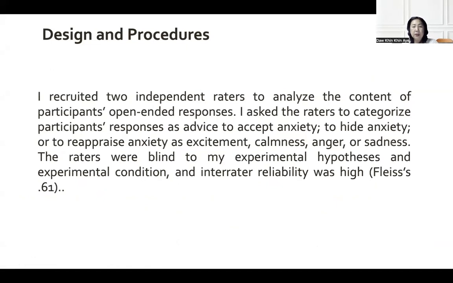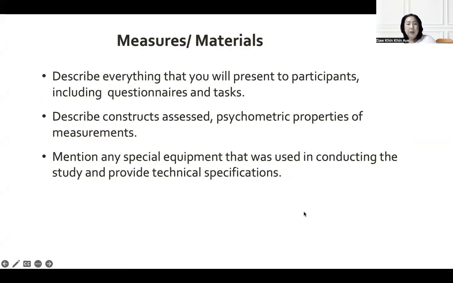Now, here, this is an example of data analysis. I recruited 2 independent raters to analyze the content of the participants' open-ended responses. I asked the raters to categorize participant responses as advice to accept anxiety, to hide anxiety, or to reappraise anxiety as excitement, calmness, anger, or sadness. The raters were blind to, meaning they do not know, my experimental hypotheses and experimental condition, and inter-rater reliability was high. Okay, because this is what they needed.